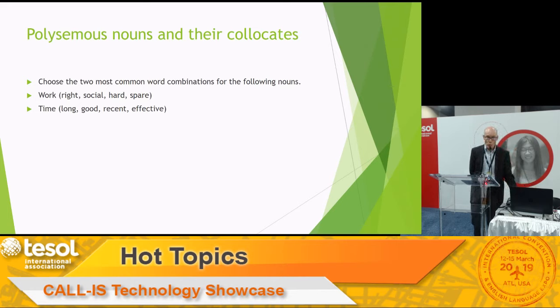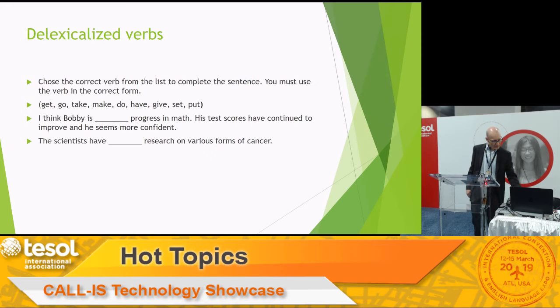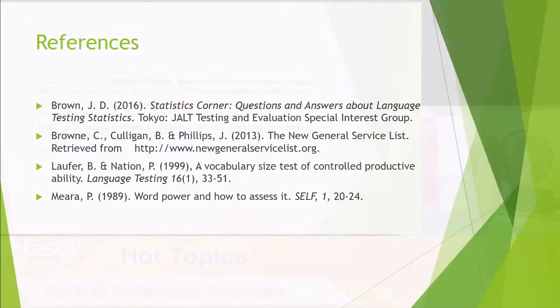So for example, for "work," which is a very common word in English, but it has different meaning senses, you could do social work and hard work, but it's very uncommon for someone to say "right work" or "spare work." So for this question, the answer would be social and hard. Okay. And delexicalized verbs are also an aspect of vocabulary depth.